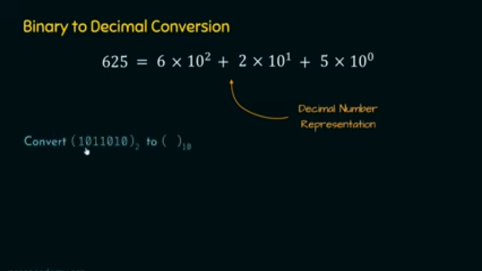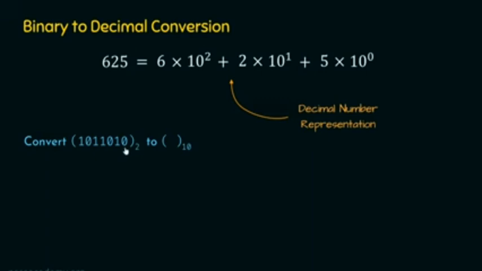We need to convert 1011010, this binary number, as the base here is 2, to its equivalent decimal number. In order to obtain the equivalent decimal number of this binary number, we need to multiply each digit of this number by its positional weight. The positional weight of each digit of a binary number is of the form 2 to the power n, where n represents the position of a specific digit.